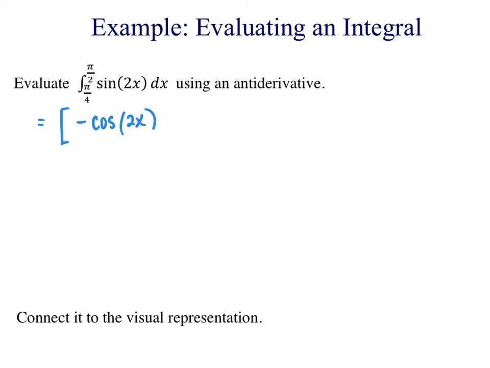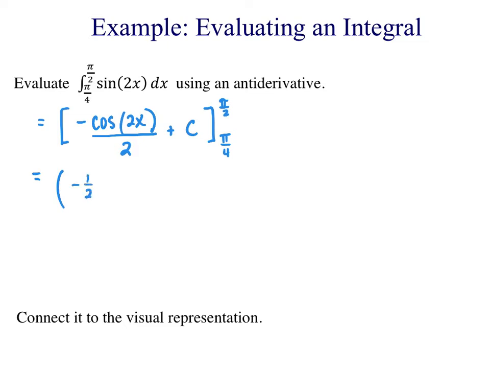Leave the inside alone. Now normally with a derivative, we would have multiplied by the chain rule. But in an antiderivative, we have to divide by the chain rule, so I divide by 2. Plus the constant c, going from the bound of pi fourths to the bound of pi halves. So now we'll substitute in. We've got negative cosine over 2.